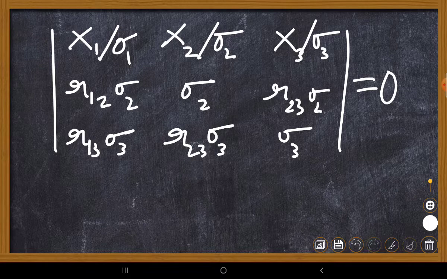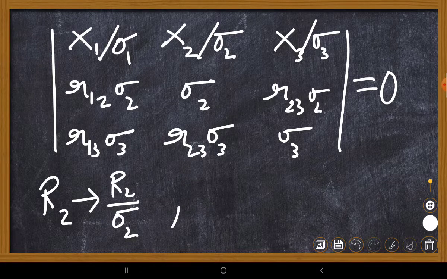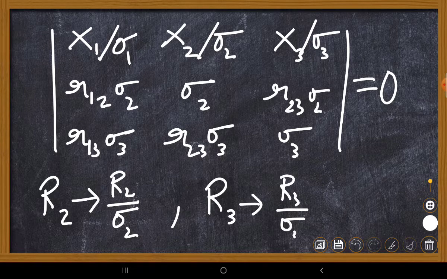Now we are going to perform row operations. After performing those column operations, we have this determinant. Now we are going to perform row operations, but here only on the second row and third row. The second row we are going to divide by sigma 2, and the third row we are going to divide by sigma 3. So let us perform these two row operations on the determinant above.